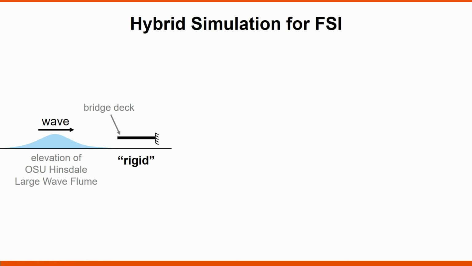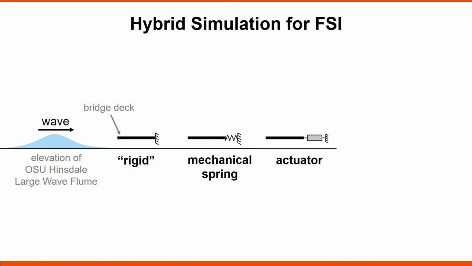And so often what we see is that because we're down at small scale, the structural properties of the system are neglected. So here we have a wave impacting a structure that's assumed to be, let's say, a rigid boundary condition. In the past, there's been some work to introduce a mechanical spring to emulate some sort of elastic stiffness on the structural side, and we can build upon that idea by replacing that spring with an actuator. So now we can supply some sort of harmonic conditions on the bridge structure.